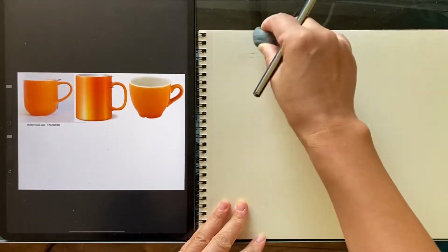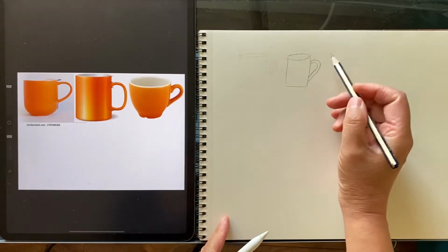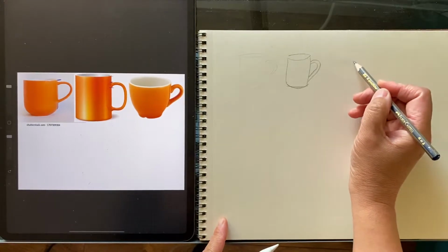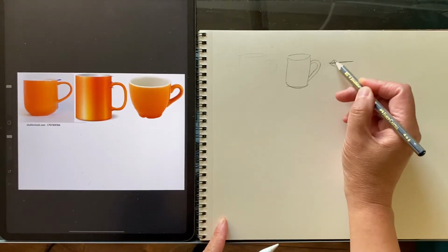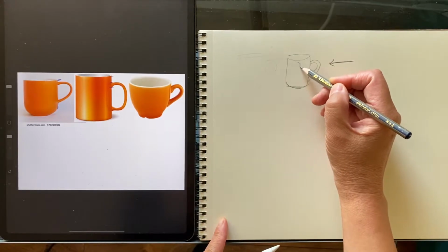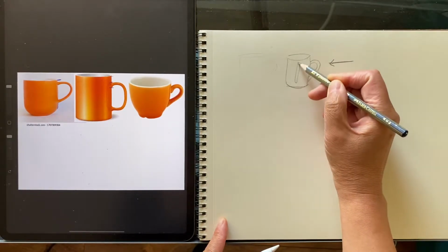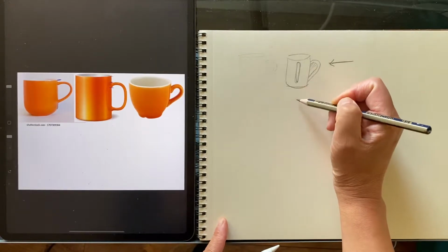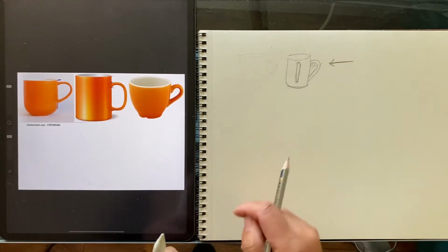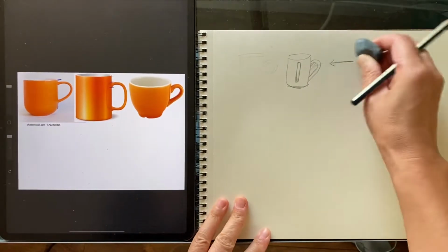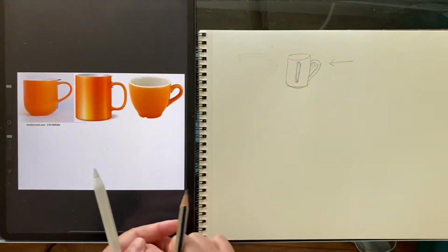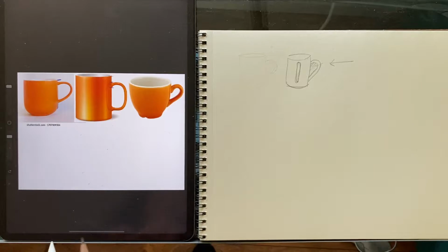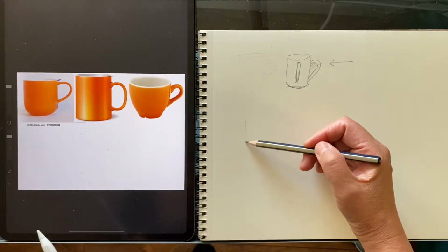And even with a handle like this, if you have a different perspective, if you're looking from this side, the handle is going to look like that. You can't even see this part if you view it directly, right? So that means each handle is different. So we're going to use the negative space to help you draw the handle. So I will do this.